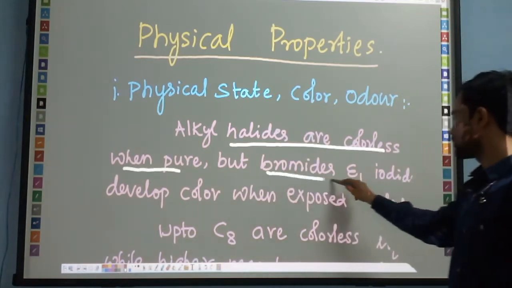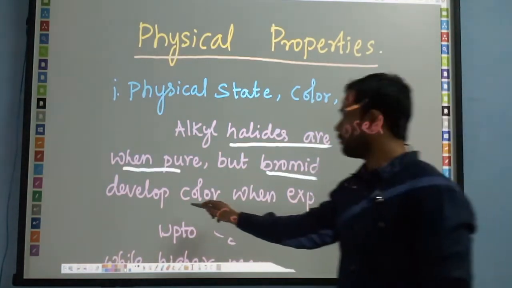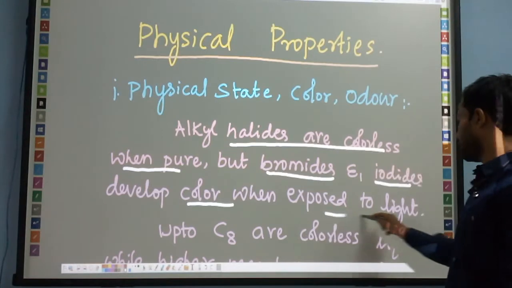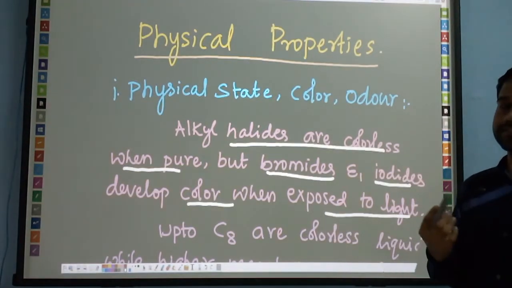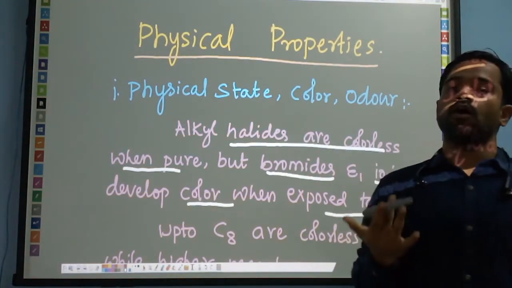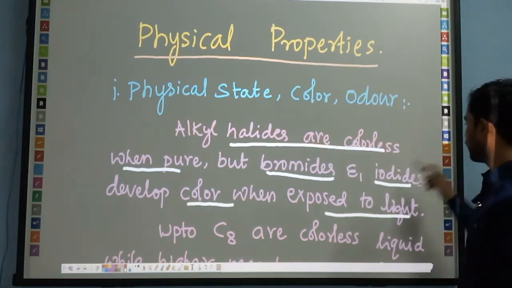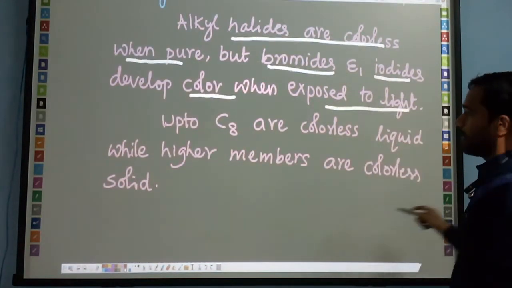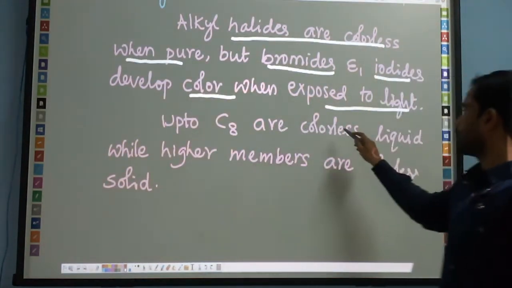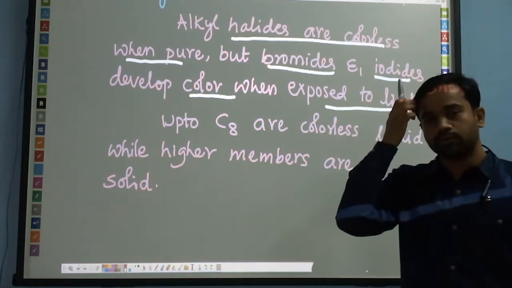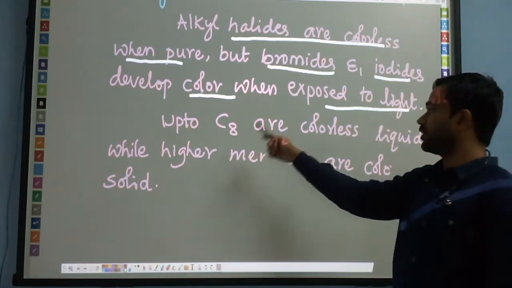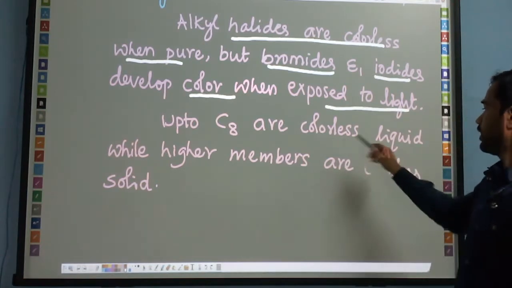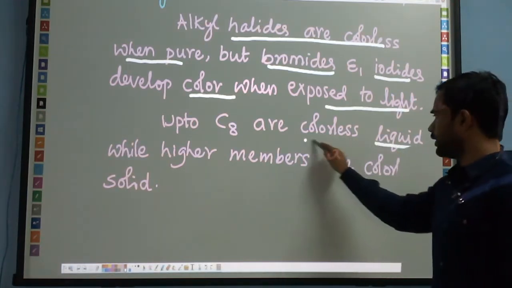But bromides and iodides develop color when exposed to light. What is going to happen? It's going to change their color. Why? Because of oxidation with the air. Next, compounds up to carbon 8 are colorless liquids. Up to an 8-carbon chain, the compounds are colorless liquids in nature.